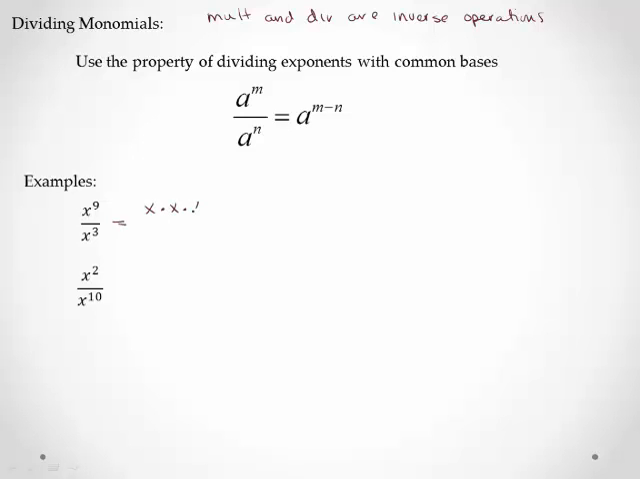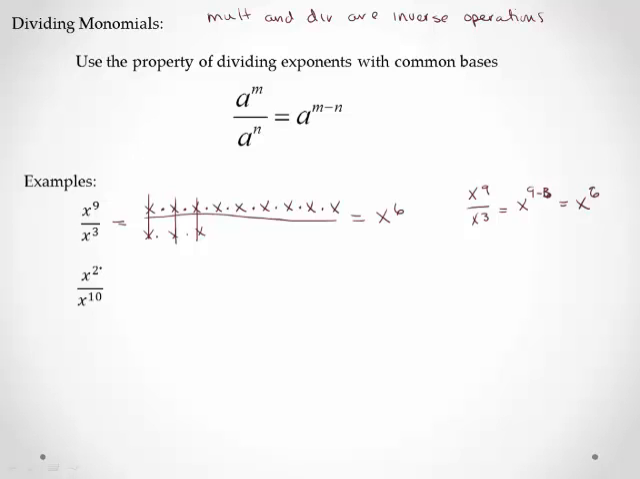If I have 9 x's and 3 x's, anytime I divide x divided by x, that's 1. So these will all cancel each other out, and I have 6 x's left. Well, I could do 9 minus 3. And that gives me x to the 6th.